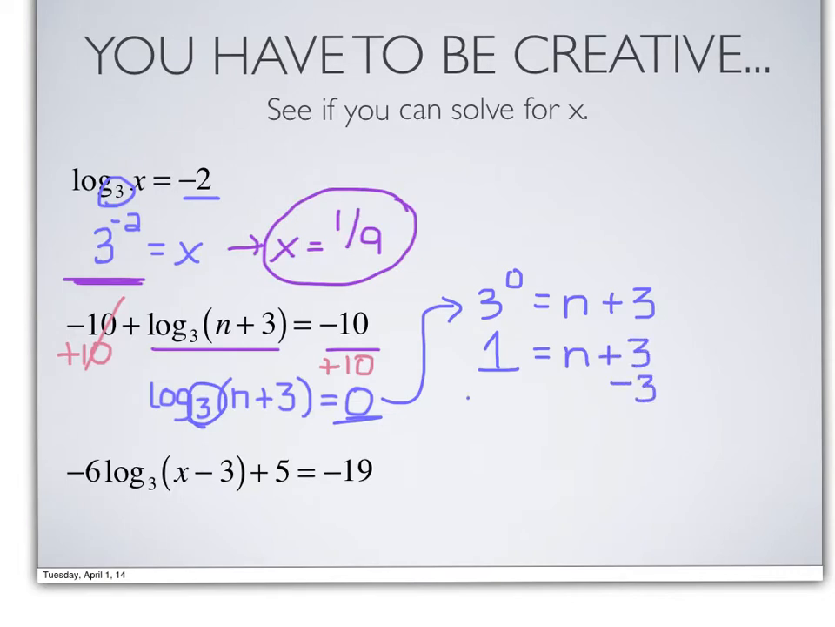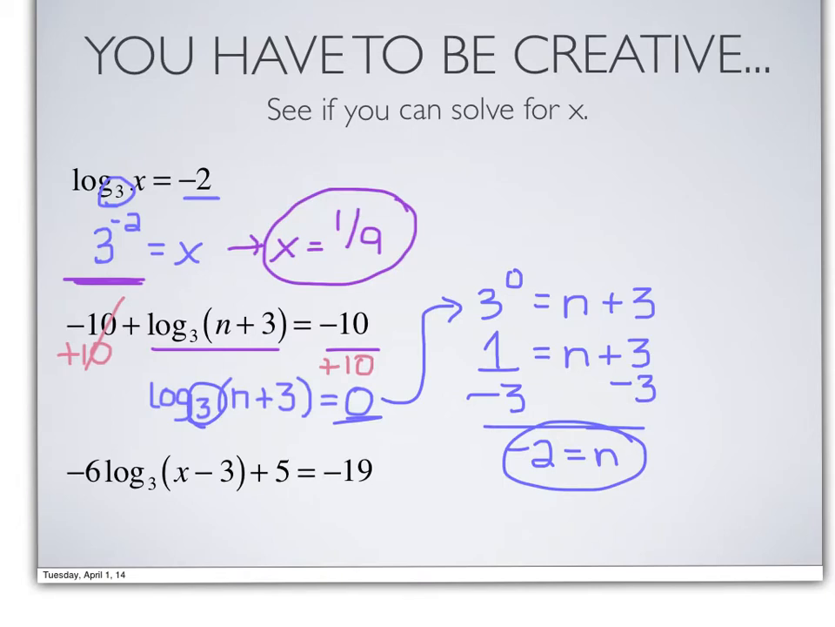Subtract 3, and I get negative 2 is equal to n. Okay, final answer on that one. So again, that one I had to do a little bit of work to clear some of the other junk out of the way, but once I got it to the point where it was log equals a number, I could rewrite it as an exponent and solve.